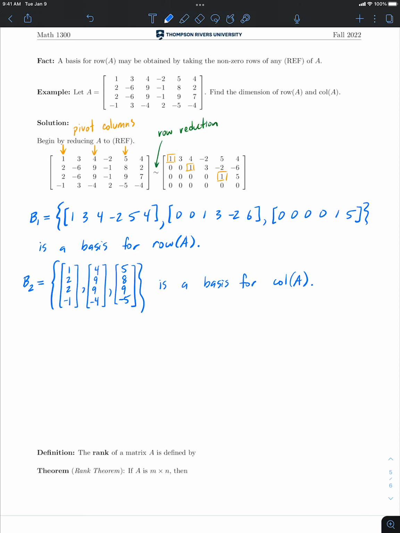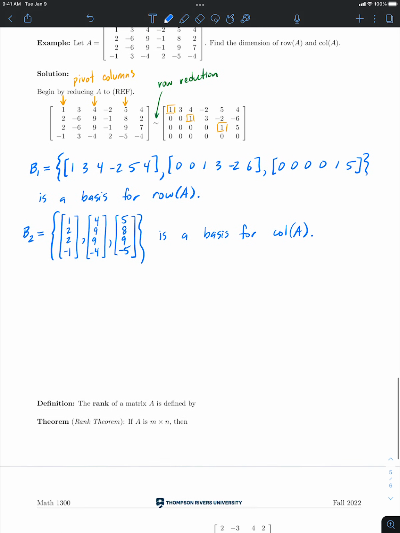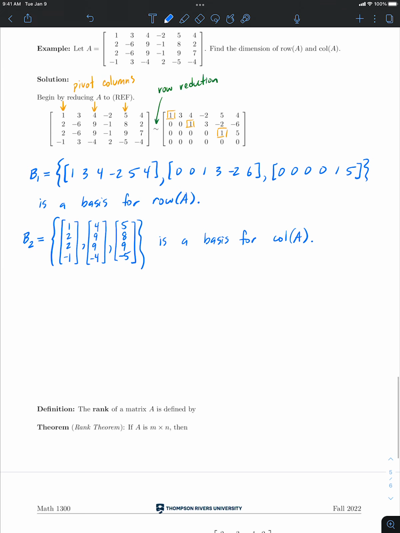Okay, but now we weren't asked for bases, were we? We were asked to find the dimension. So let's do that. And because we found the bases, we've found a basis for the row space and a basis for the column space. I'm trying to break the habit of saying "the," because there are many bases for any subspace, right?